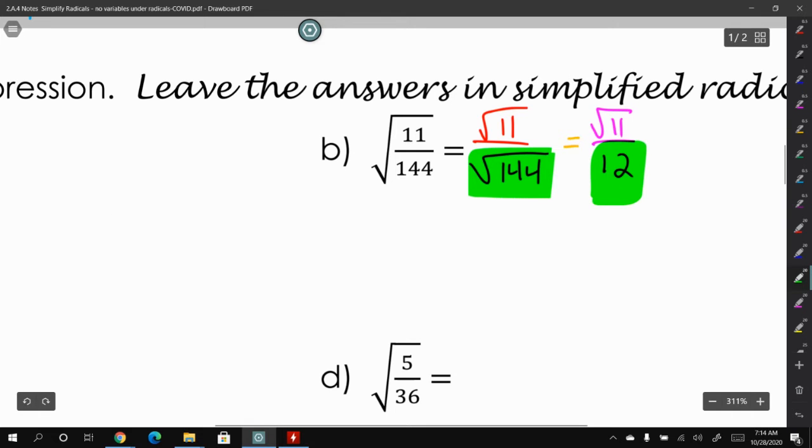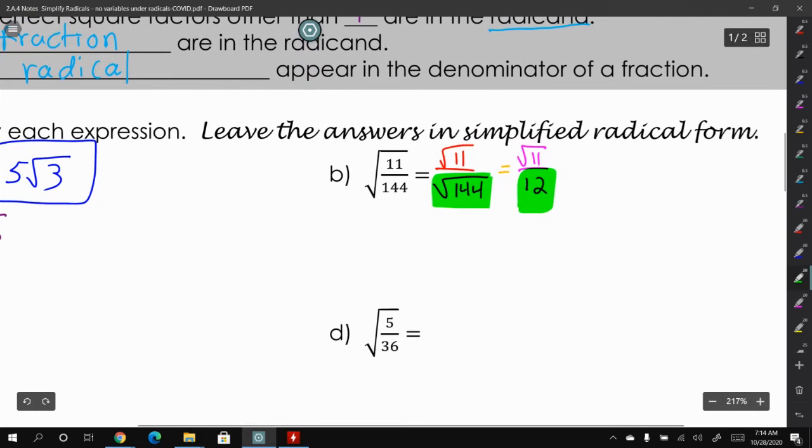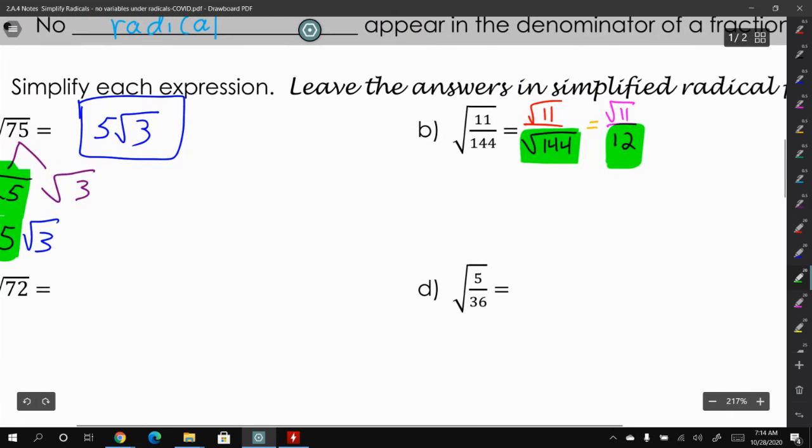And we can't simplify the square root of 11. That does not have two factors where one of those is a perfect square. So this is our final answer.